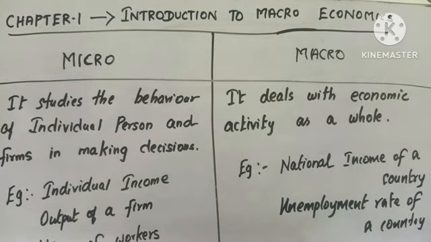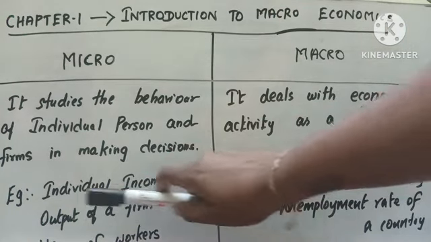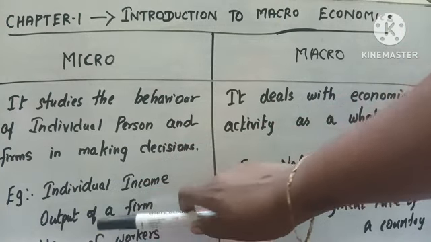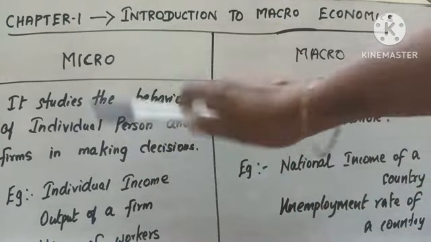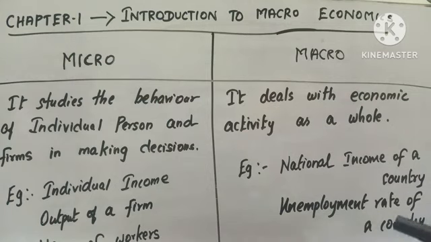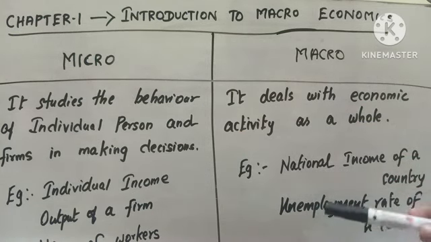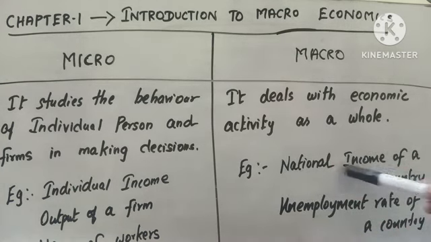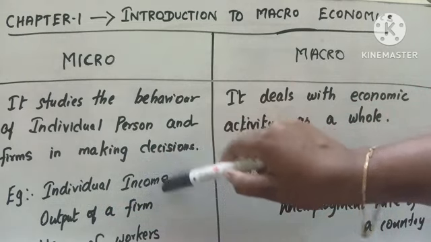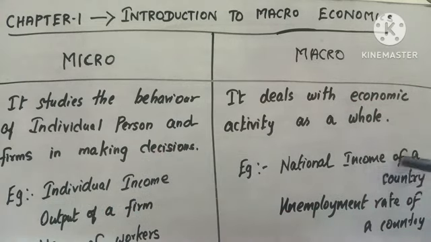Here I am giving some examples. The first one is income. Microeconomics deals with the individual; it analyzes the income of an individual, the output of a firm, or the wages of a worker. In macroeconomics, we analyze the national income of a country, not an individual person's income. Then we also analyze the unemployment rate of a country.